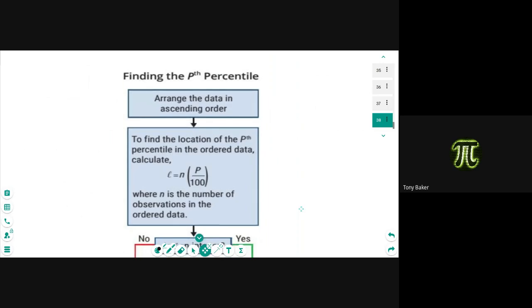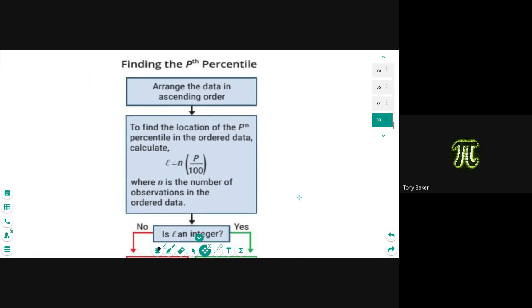All right. So, to find percentiles. The median is the 50th percentile, because it is the middle number. Percentiles tell you what percent that number is above other numbers.